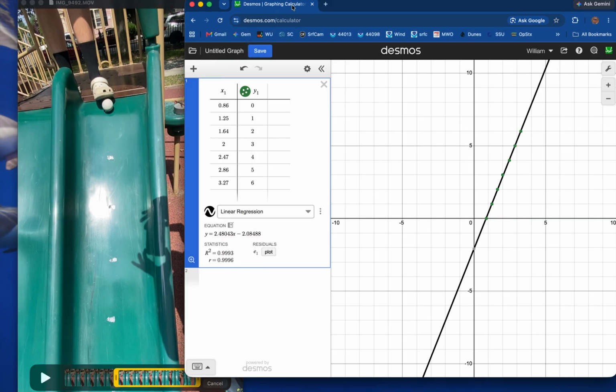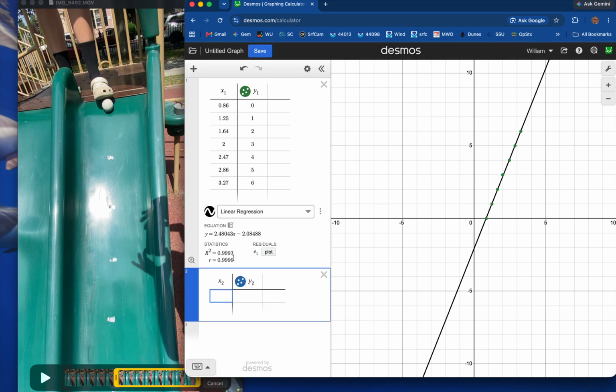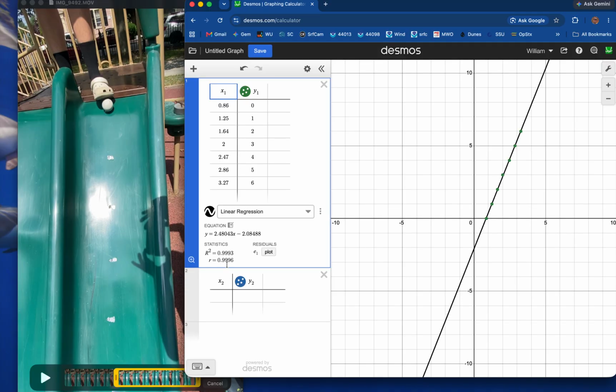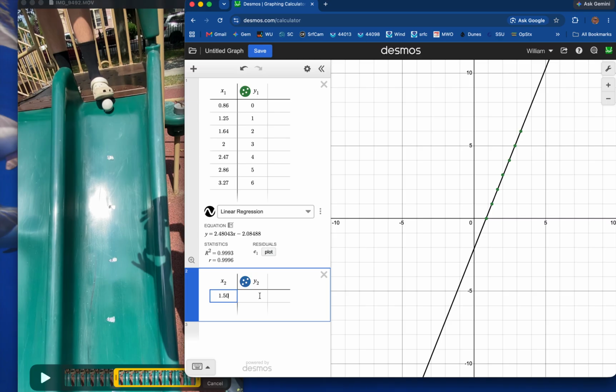So I'm going to go here. I'm going to add a new table, and I'm going to, wait, I'm going to call this one time. Oh, maybe I won't. Maybe I'll leave that where it was. That's X. I'm going to go back. So here we are. So 1.50 is the timestamp when the ball was at the 0 meter mark.